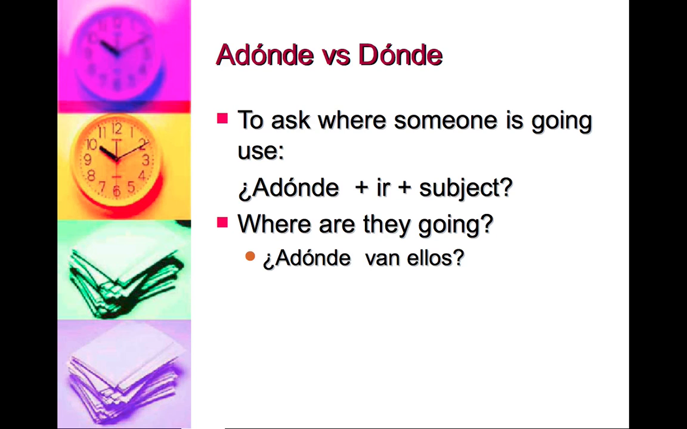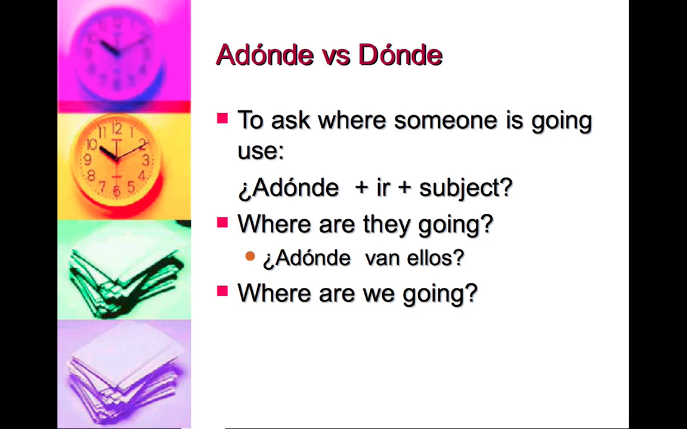If I wanted to say, where are they going? I just say, following my formula, adónde, then the verb ir conjugates to van, and ellos is the subject, they. And so van is agreeing with ellos. Why does ellos go last? It's just a rule in Spanish that the subject goes after the verb in a question. So in English it sounds funny, because it sounds like, to where go they? To where go they?